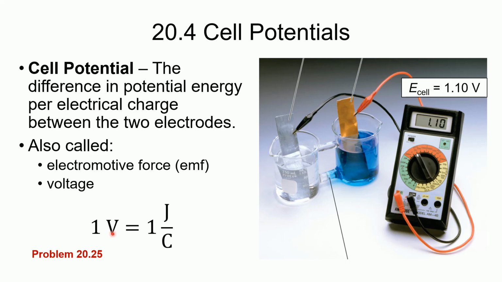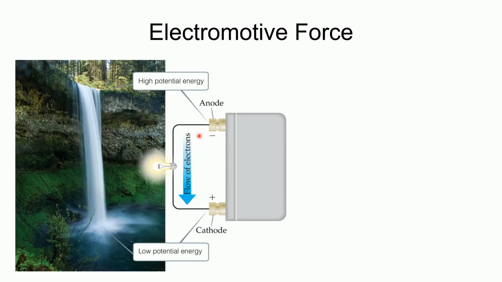Okay, so now we want to look at electromotive force. This is an analogy for electromotive force. It is just a way of thinking about how this works. So we can think of a voltaic cell kind of like a waterfall. So here we've got whatever chemicals are making up our voltaic cell inside of this battery. And our electrons are going to come out of our anode at a point of high potential energy, and they're going to flow downhill to our place of low potential energy, which is where our cathode is.